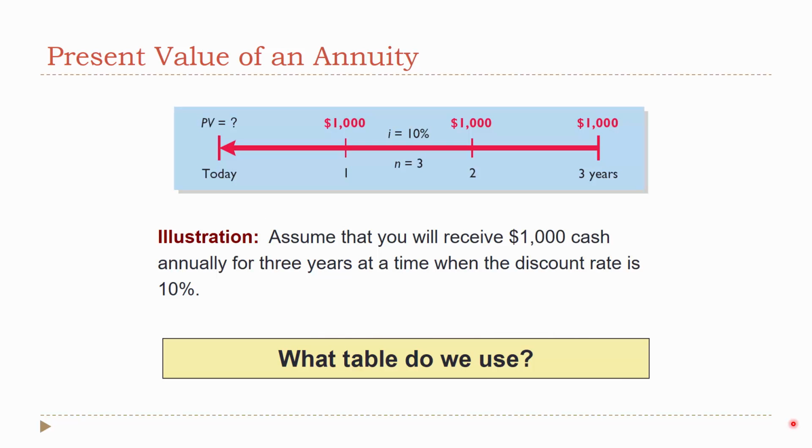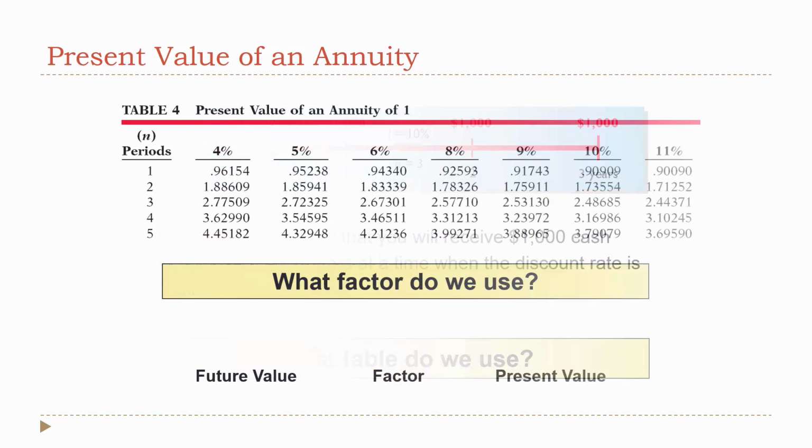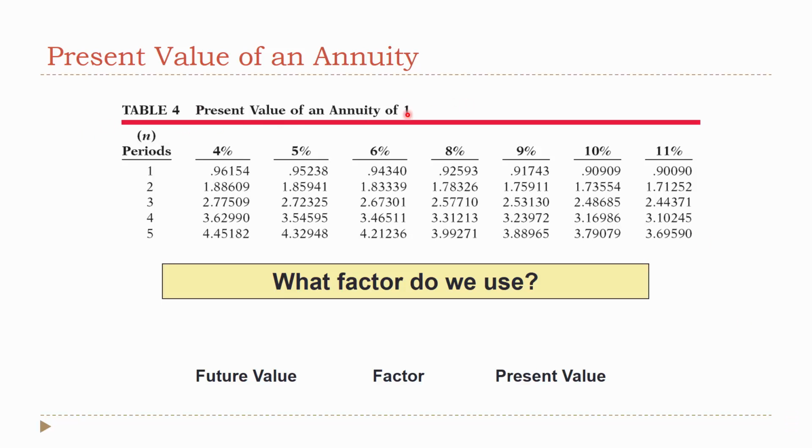So assume that you will receive $1,000 cash annually for 3 years at a time when the discount rate is 10%. So again, it's the same amount over and over. So now we can use table number 4, which is our present value of an annuity of 1. So we're going to take our future value of $1,000, find our factor, 10%, 3 years. Our factor is 2.48685. And that tells us that the value of those future payments are worth, in today's terms, $2,486.